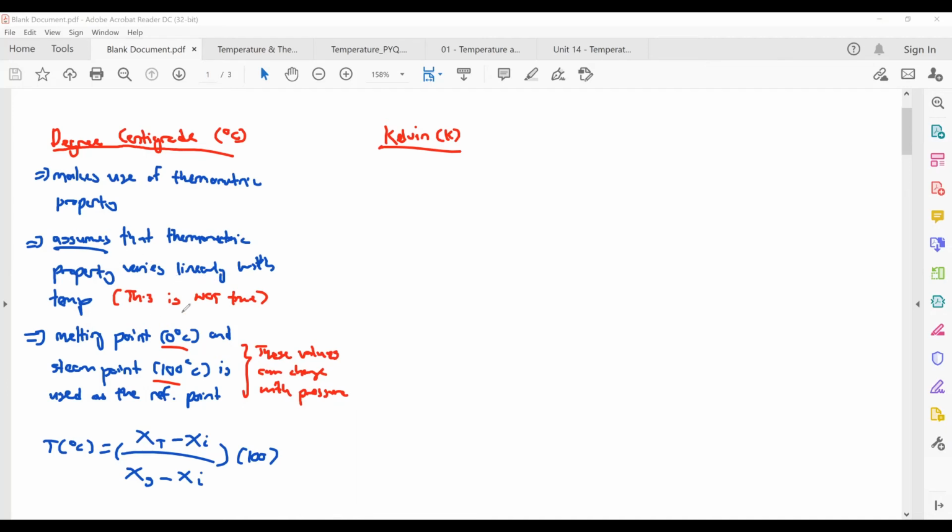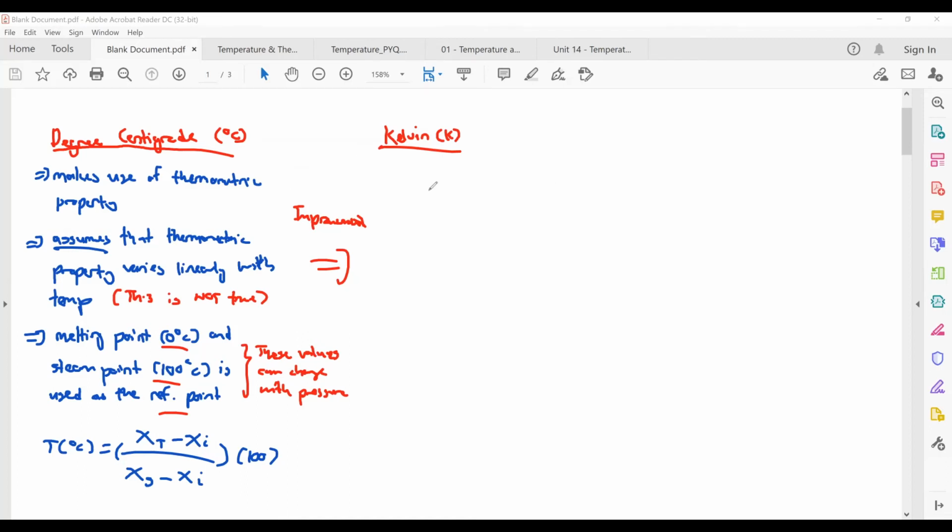The first one was that they are not actually varying linearly with temperature. The second problem is that your reference point that you use is not exactly fixed. It can change with pressure. So an improvement of this scale is your Kelvin scale.